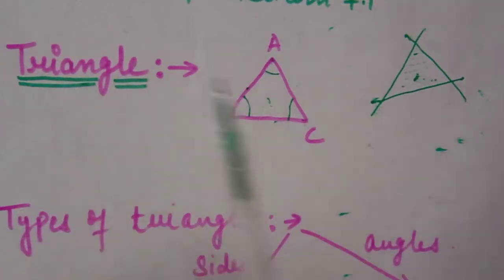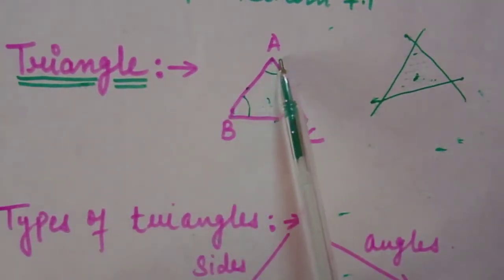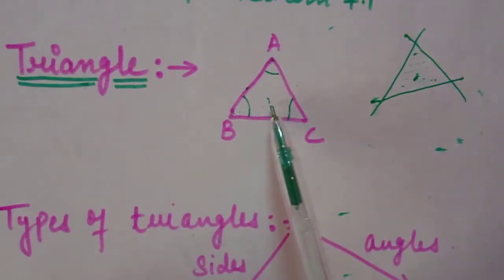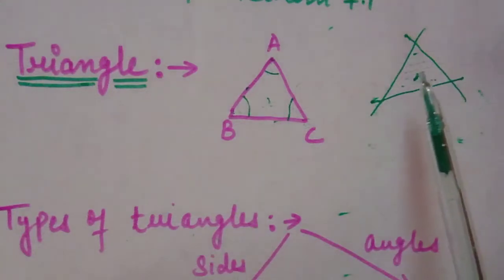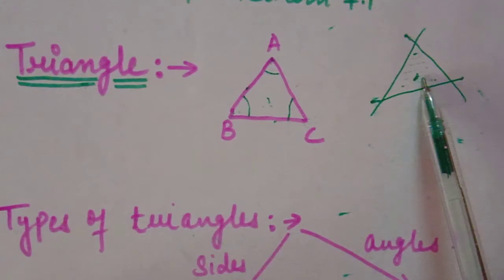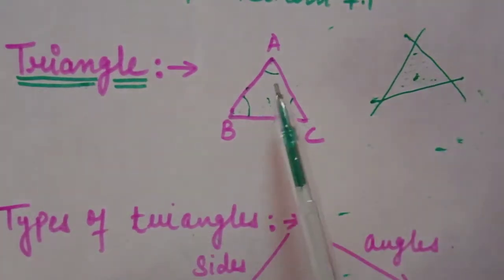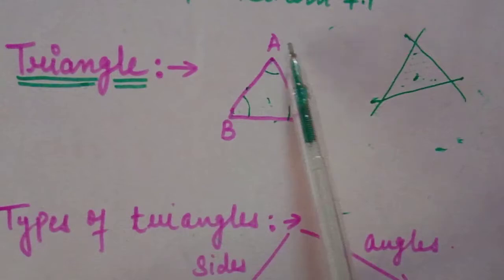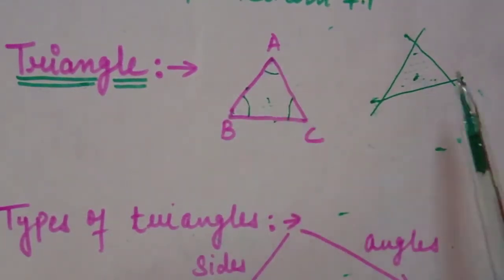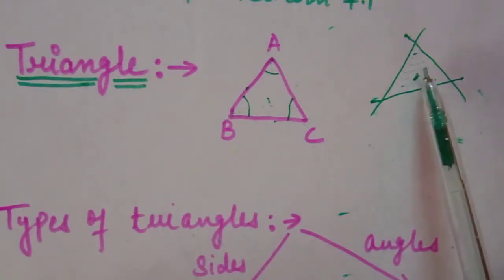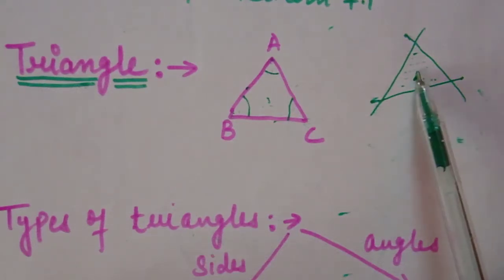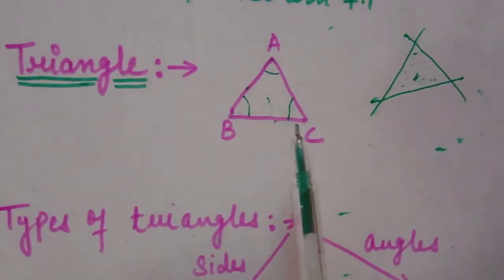First of all, the definition of a triangle: a plane figure bounded by three line segments in a plane is called a triangle. A plane figure bounded by three lines in a plane is also called a triangle, or we can say an area bounded by three line segments in a plane is called a triangle, or an area bounded by three lines in a plane is called a triangle. You can say all these definitions.